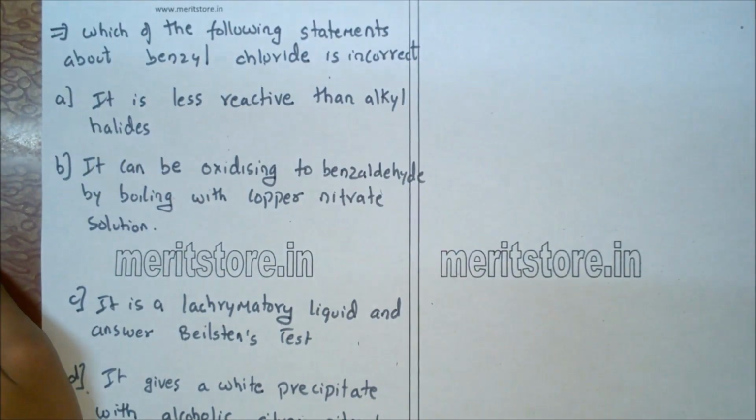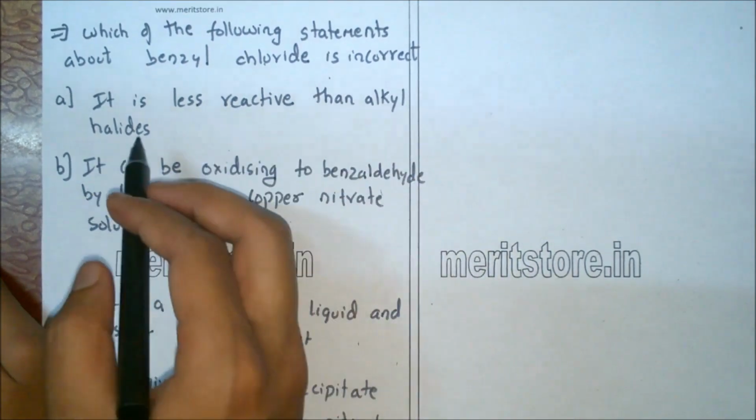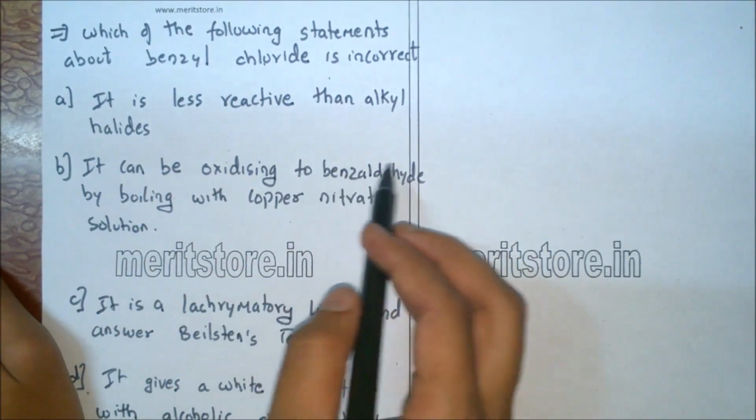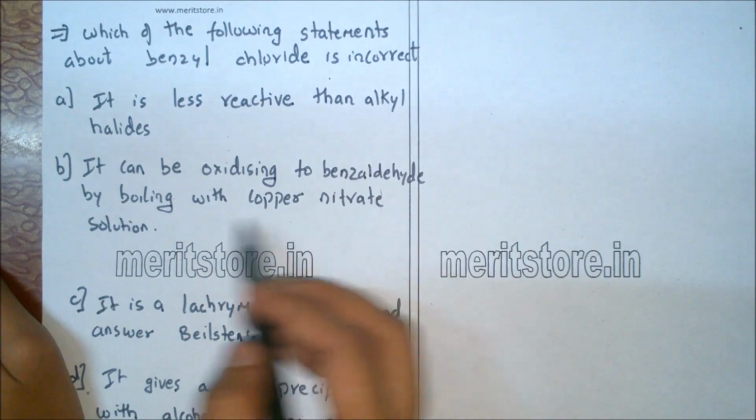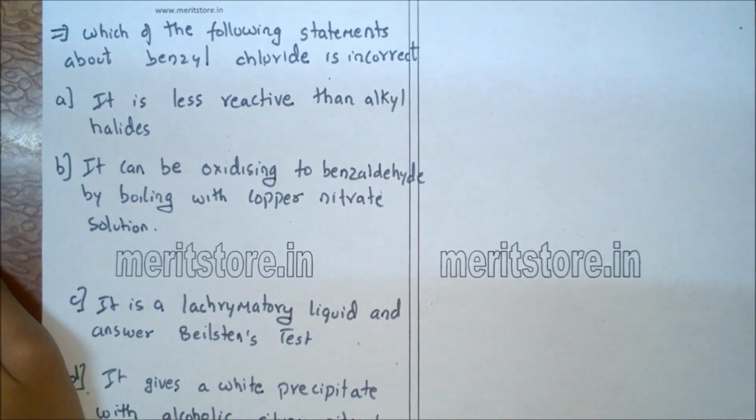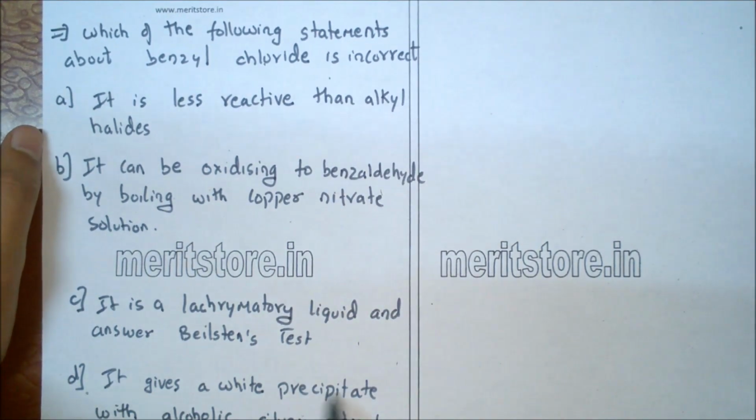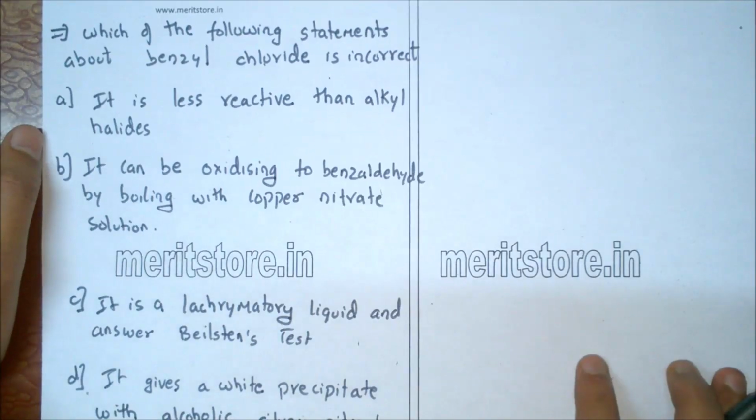Which of the following statements about benzyl chloride is incorrect? A. It is less reactive than alkyl halide. B. It can be oxidized to benzaldehyde by boiling with copper nitrate solution. C. It is a lachrymatory liquid, and answers the Beilstein test. D. It gives a white precipitate with alcoholic silver nitrate.